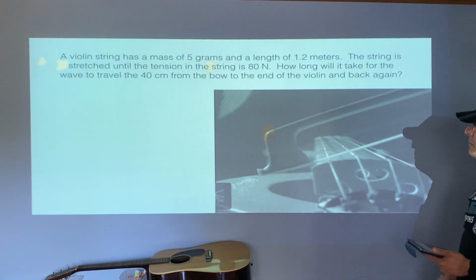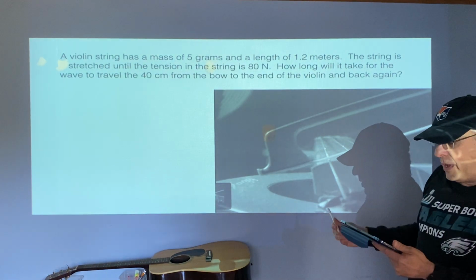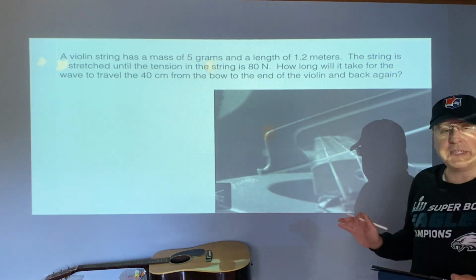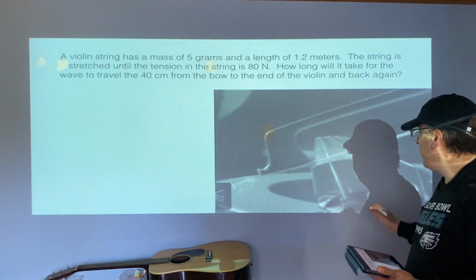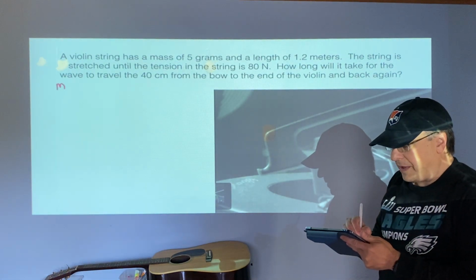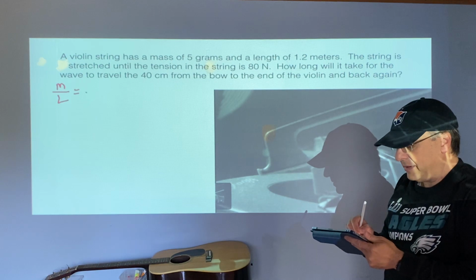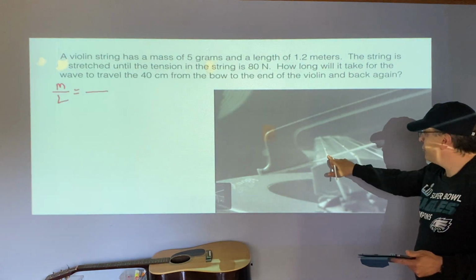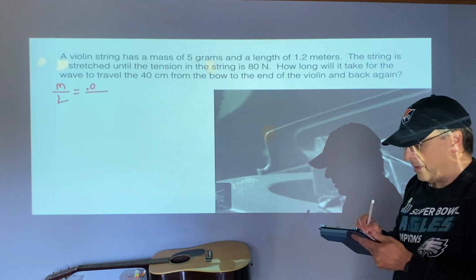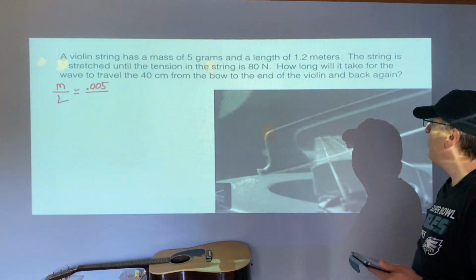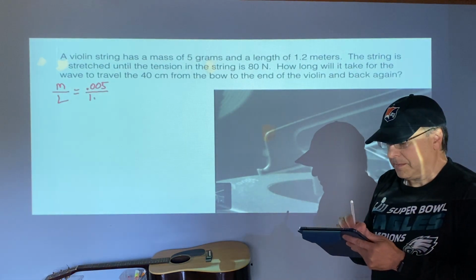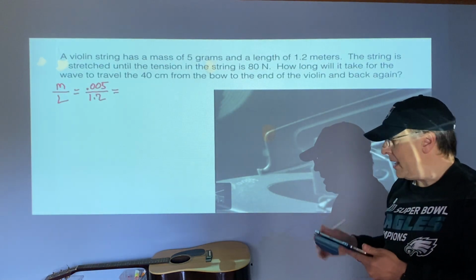Finally, if you're going to do a math problem with this, we have a violin string, and we're going to send the wave using a bow down the string, and we want to find speed. So I would start by finding the linear density. How dense is this string? It's 5 grams. Make sure you work in kilograms. The string is 1.2 meters long. And then you get your density.